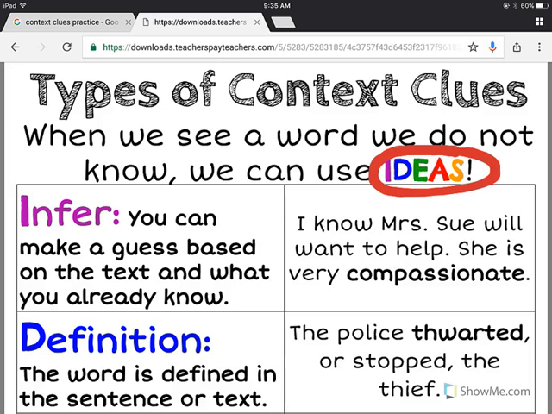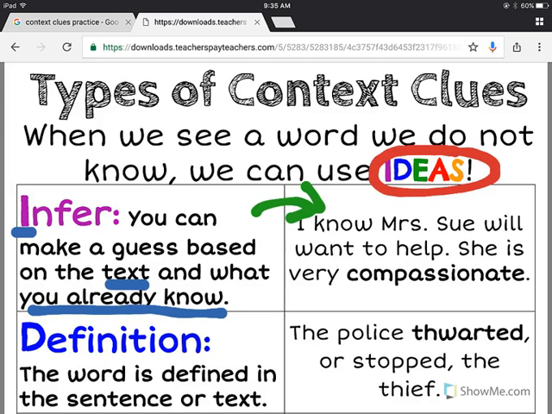For the first, the I stands for infer. We know an inference is basically being a detective and figuring out what a word means based on your background knowledge and what it says in the text. So, like I said, here are the clues in the text and what you already know. That's your background knowledge. Let's take a look at this example in the sentence. It says, I know Mrs. Sue will want to help. She's very compassionate. Well, I know my background knowledge. I understand what compassionate means.